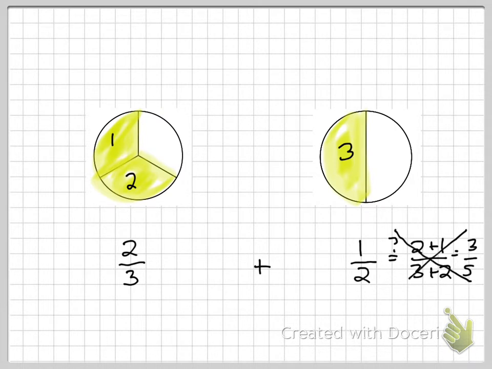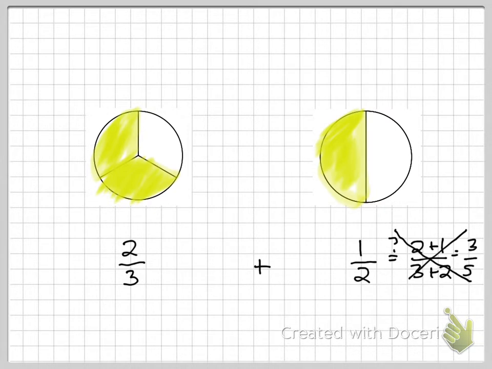We cannot just add across. Again, visually, when you draw out the circles, it just doesn't make sense. Okay? Well, fine, it doesn't make sense. Well, what does make sense for us if we have 2/3 and 1/2? How can we add those together? And the answer is that what we need to do is have pieces of the pie or slices of the pie that are the same size.